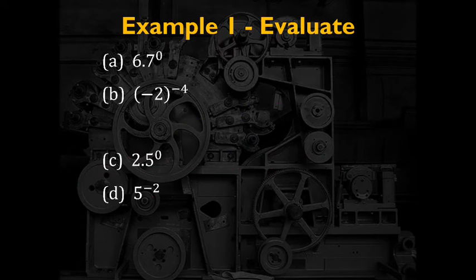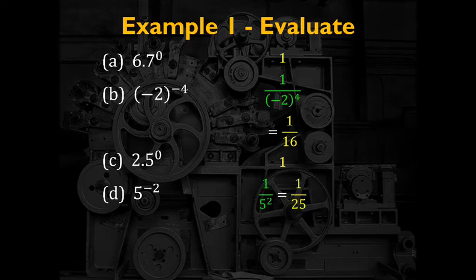So let's take a look at example 1. A, 6.7 to the 0 power. Since it's any number to the 0 power, that's going to equal 1. B, negative 2 in parentheses to the negative 4th. We have a negative exponent, which means we move it to the denominator and make the exponent positive. So 1 over negative 2 in parentheses to the 4th. Negative 2 in parentheses to the 4th is 16, so this becomes 1/16. Go ahead and do C and D, stop the video, and see if you can get the answer. 2.5 to the 0 is 1, 5 to the negative 2 is 1 over 5 squared, which is 1 over 25. So again, with a negative exponent, put it in the denominator and make the exponent positive.